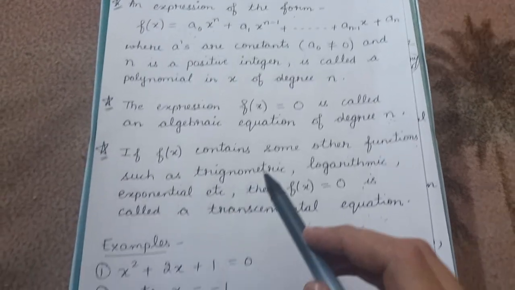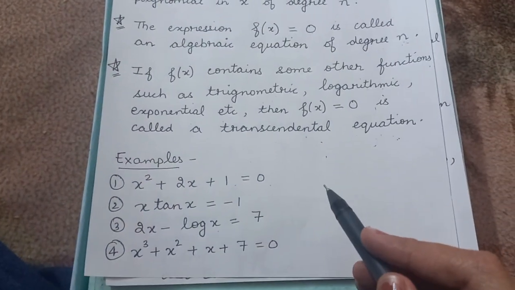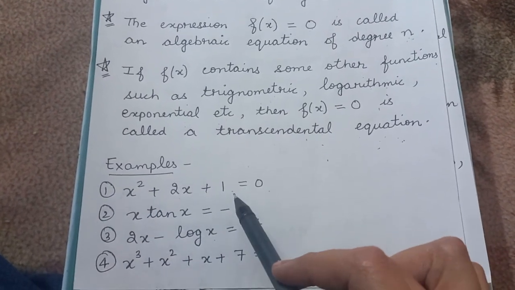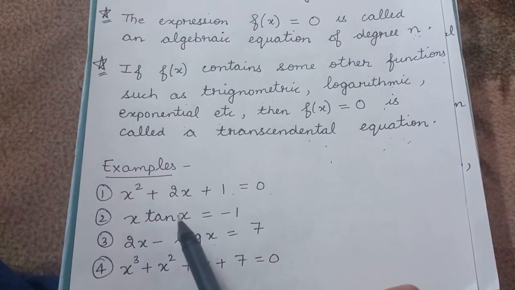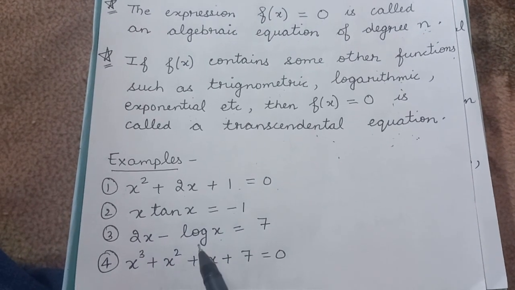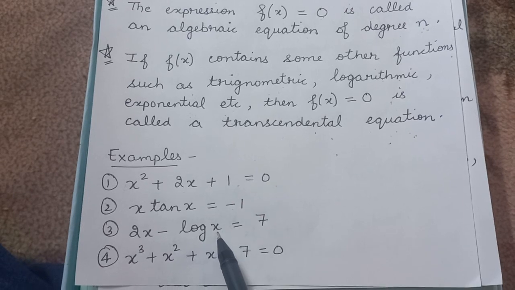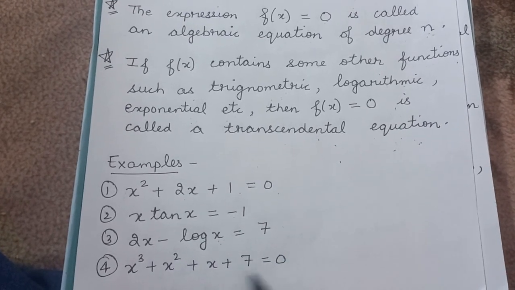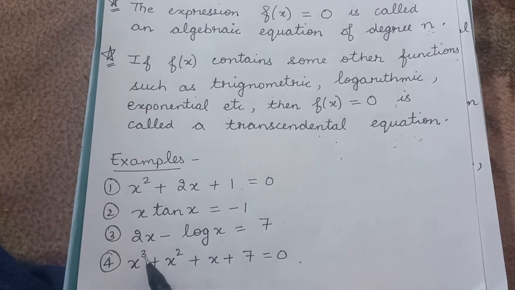Right. Let's have a look at examples of such equations. The first one is obviously an algebraic equation. The second one contains tangent x, so it's a transcendental equation. The third one contains log x, so this one is again a transcendental equation. The last one is an algebraic equation with degree 3.